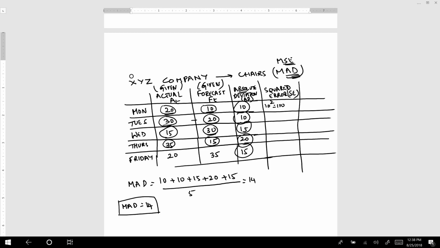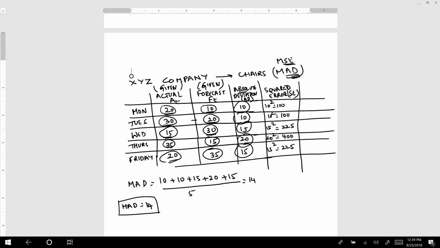Then the next one is 30 minus 20. I have an error of 10 and I square it, so that's again 100. Here 15 minus 30 is 15, so I do square of it, that's 225. 35 minus 15, I have an error of 20, so I square it, that's 400. And then 20 minus 35 is 15, I square that, so that is 225.